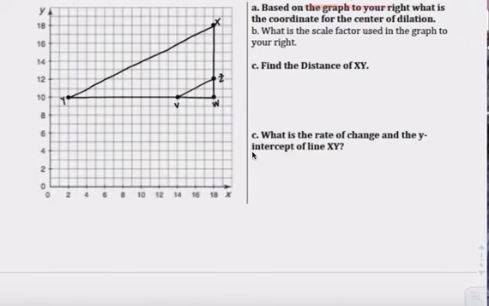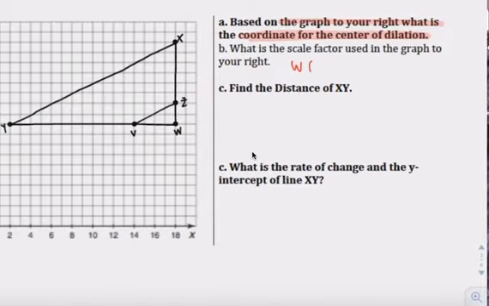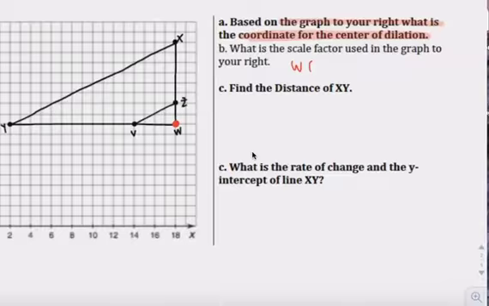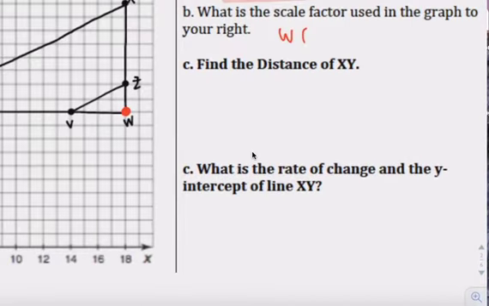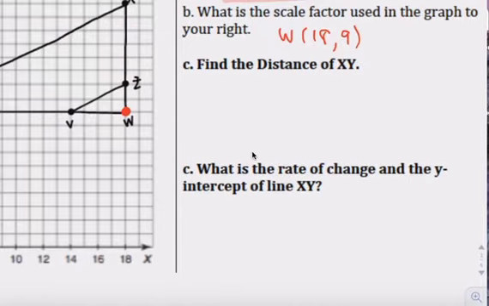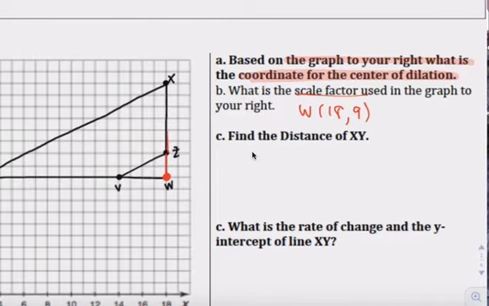Based on the graph to the right, what is the coordinate for the center of dilation? W is your center of dilation right here. W right there. That's 18 and 9. So the center of dilation is 18 and 9. What's the scale factor? The scale factor is 1, 2, 3, 4. The scale factor of 4. It's an enlargement.